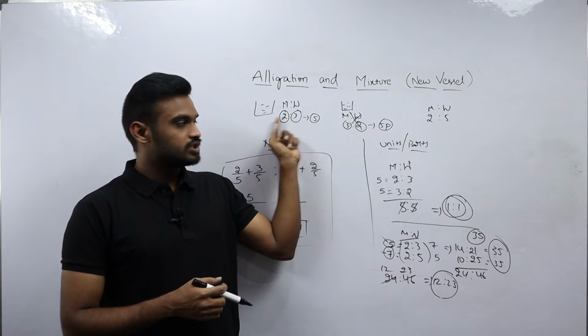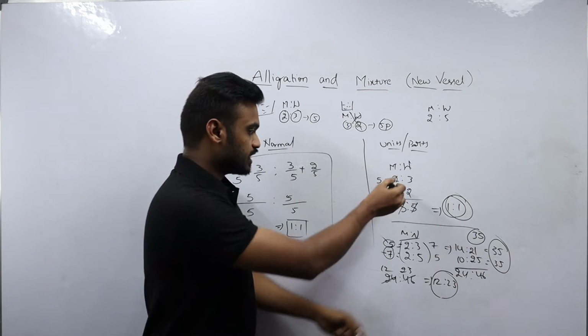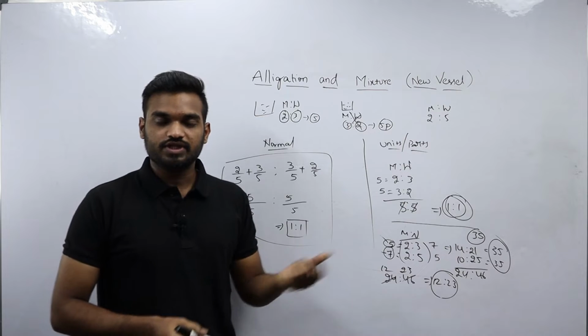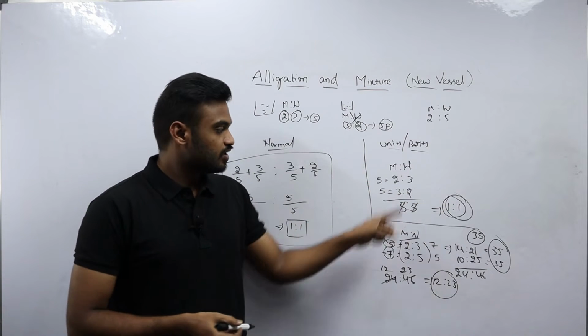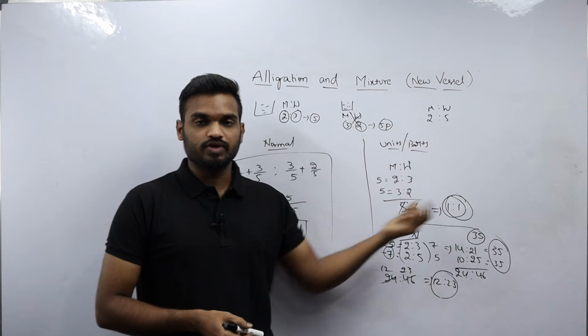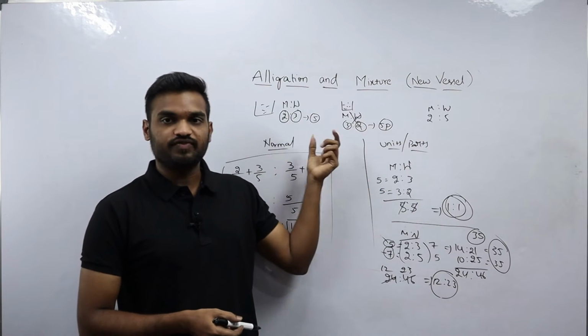Suppose this is the same question given in the exams. You can directly say, by adding both ratios, the answer is 1:1, within a fraction of seconds. It takes almost 5 to 10 seconds to say the answer. 2 plus 3 is 5 and 2 plus 3 is 5, so 1:1. In this way we can calculate a much faster way to find the final ratio.